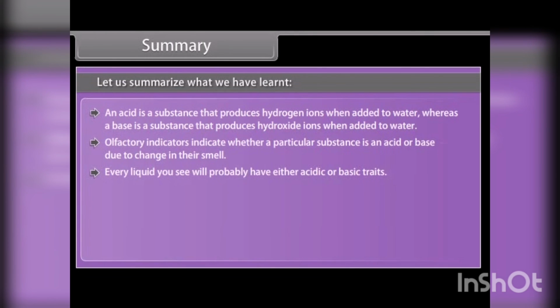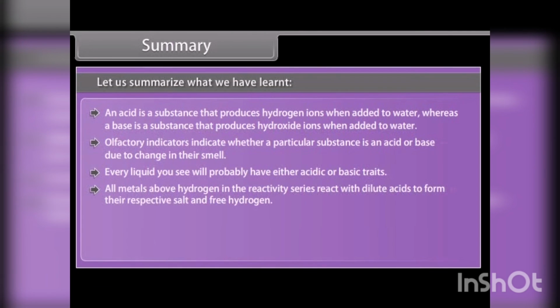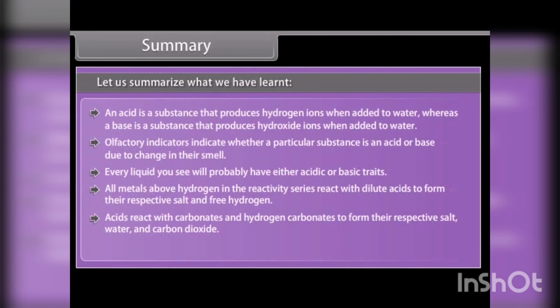Every liquid you see will probably have either acidic or basic traits. All metals above hydrogen in the reactivity series react with dilute acids to form their respective salt and free hydrogen. Acids react with carbonates and hydrogen carbonates to form their respective salt, water, and carbon dioxide. Acids and bases are the chemical opposites of each other.